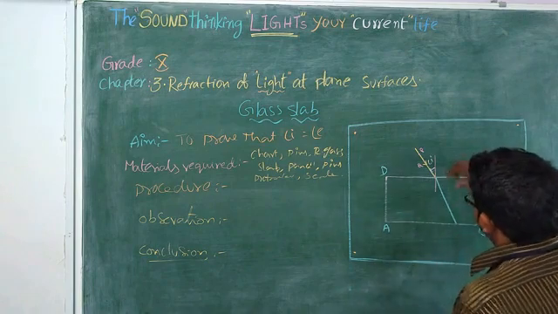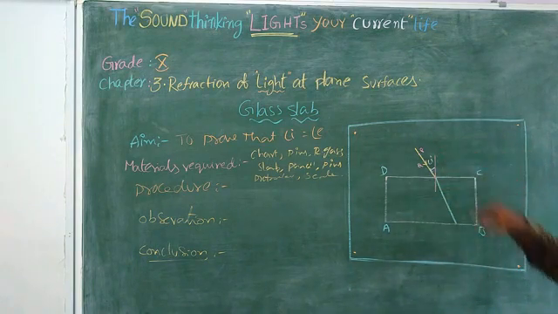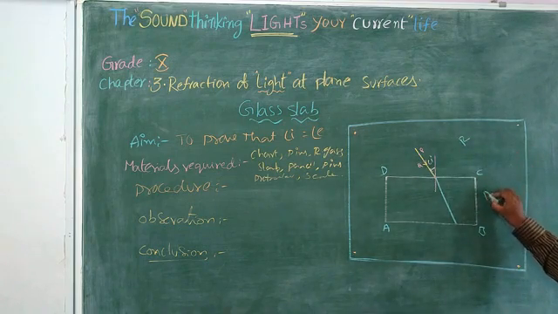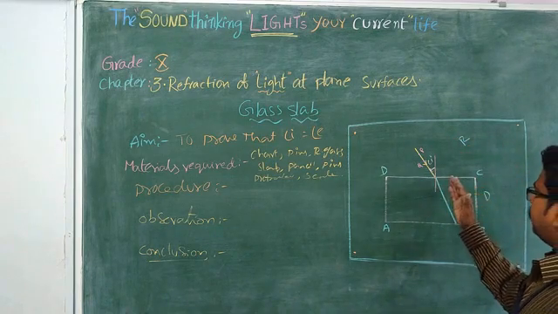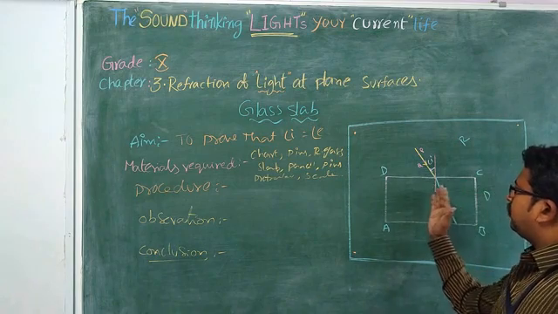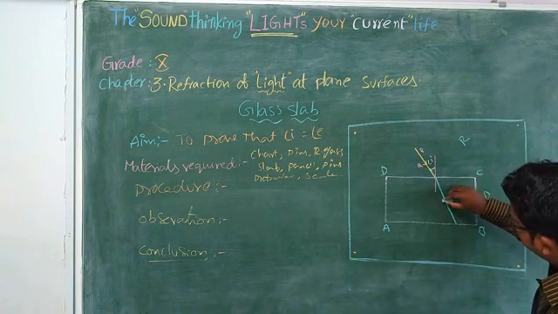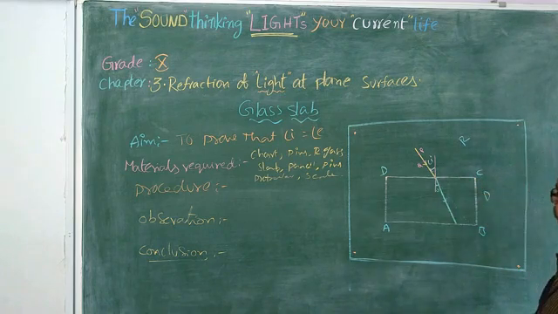Now if you see here about the normal, it is about the rarer medium of air, and the glass slab is a denser medium. Now the light is going from rarer to denser. When it is going from rarer to denser, what happens to it? It moves towards the normal. So this is the refracted ray. What do we call this angle? Angle of refraction.